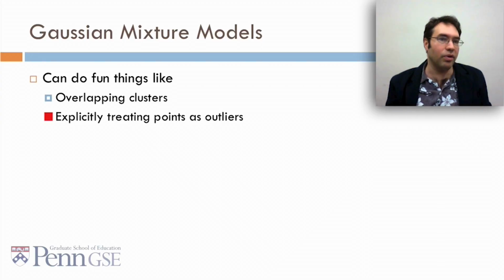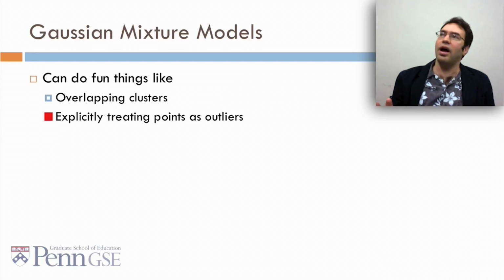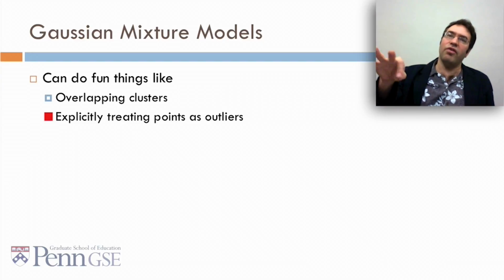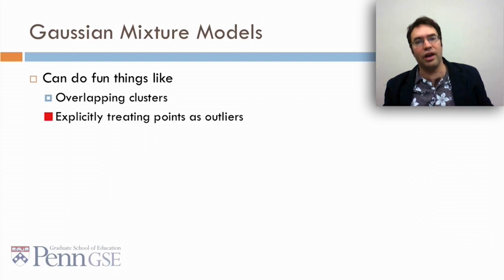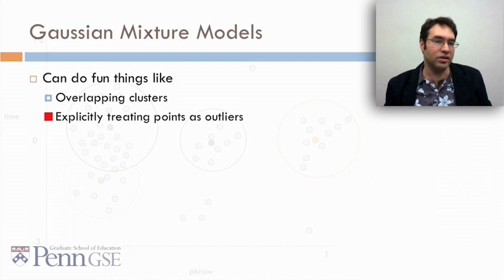And it can explicitly treat points as outliers, which is a flaw in k-means, as you may remember from earlier in the week. If you remember, there were some points that just never fit all that well to any cluster. And Gaussian mixture models can handle that.